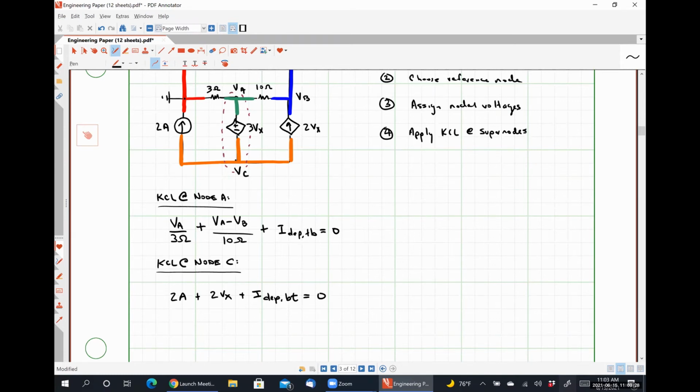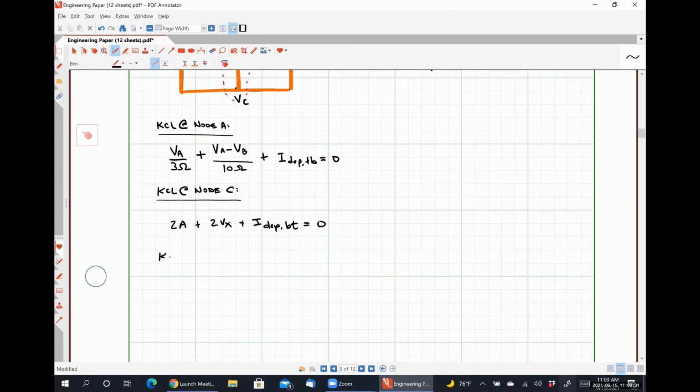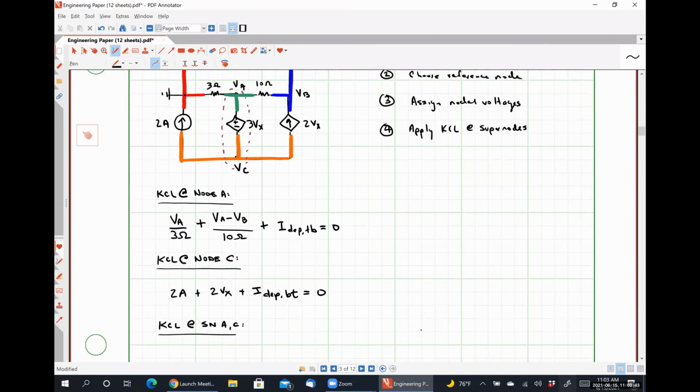So let's talk about what that means explicitly. KCL at supernode AC is simply me adding up all of the currents that are leaving my supernode. So that would be this current directed to the left, this current directed to the right, this current flowing up through the 2-amp source, and this current flowing up through the 2Vx current source. The reason why I don't have to worry about the current flowing through the 3Vx source is because it flows both from node A to node C and also from node C to node A. So when I add them together, they cancel each other out.